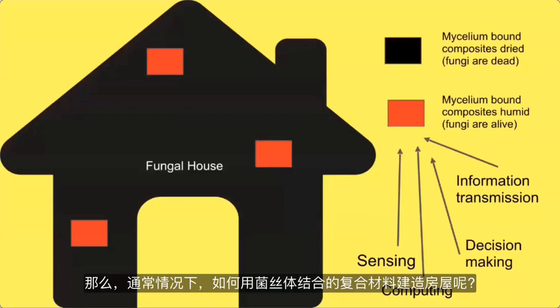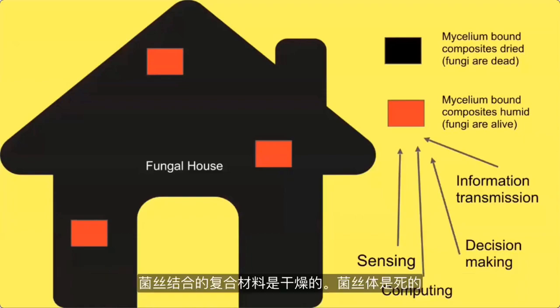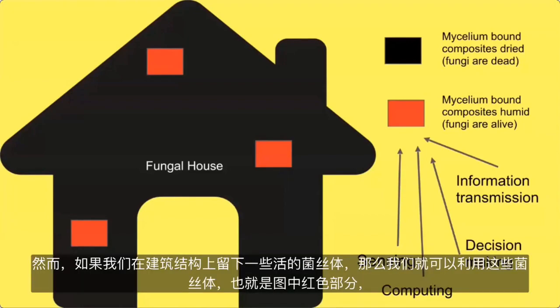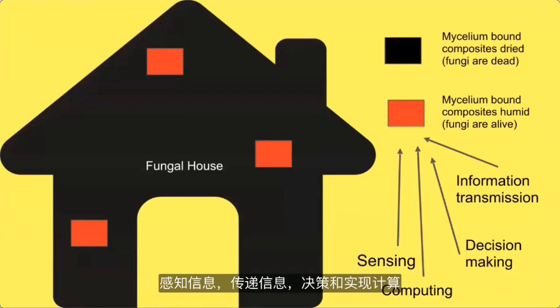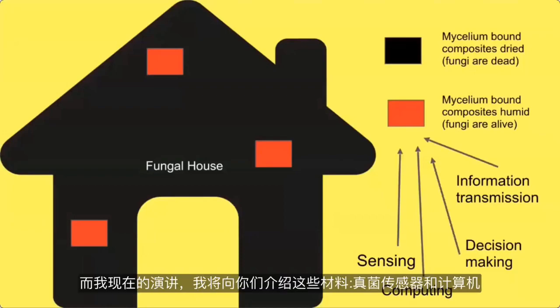So, typically, houses are built from mycelium-bound composites. The mycelium-bound composites are dry. Mycelium is dead. It doesn't feel, it doesn't respond to information. However, if we leave some windows with living mycelium, shown in red on the picture, then we can use this mycelium to sense information, to transmit information, to make decisions, and to implement computation. In my present talk, I will be introducing to you these materials.